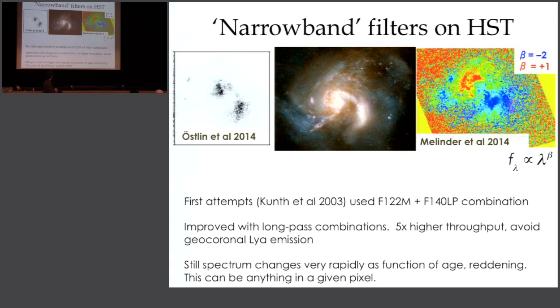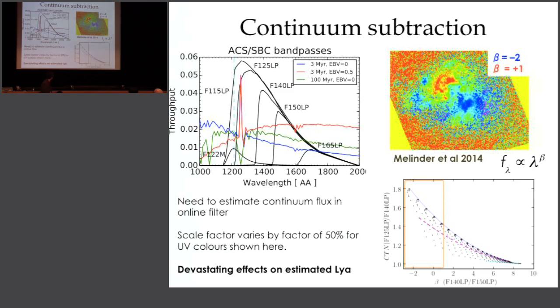So this region down here, super blue. This region up here, you can see the dust, right? And up here, super red. This shows you very clearly how the stellar continuum varies as a function of position.